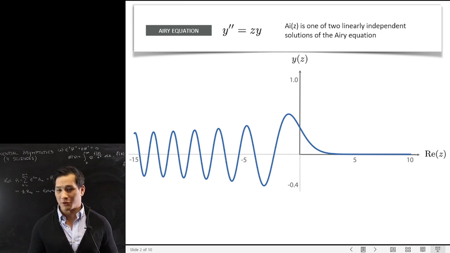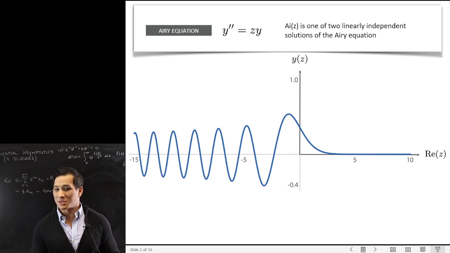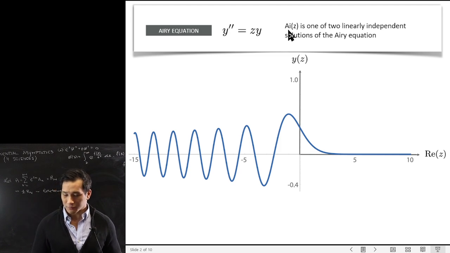This is a problem that you can't solve in closed form. And one thing that was known by Stokes is that if you try the Taylor series approximation about z equal to 0, it does not work particularly well at all to describe the solutions. Now, the graph that you see here is the numerical solution, or one of the two linearly independent solutions of this equation, which is known as the Airy Ai function. There's also an Airy Bi function as well.